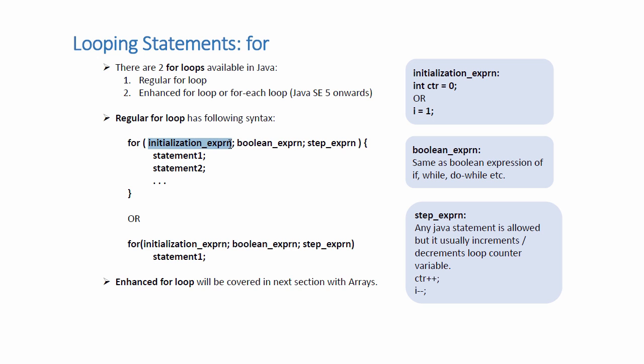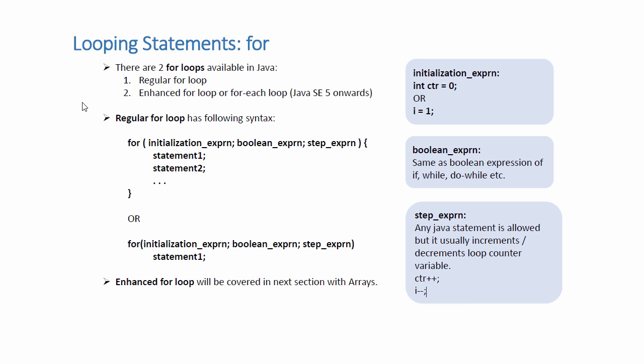Initialization expression represents either initialization and declaration such as int ctr equals 0 or only initialization such as i equals 1. Boolean expression is same as what we had seen with if, while and do while. And step expression can take any Java statement, but it usually increments or decrements loop counter variable, such as ctr++ or i--.